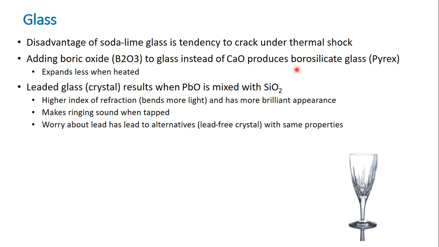Now, another type of glass we have is called crystal glass or leaded glass, and this happens when you take lead and mix it with the silica oxide. You get a very brilliant appearance because it's going to bend more light. These are the glasses where you hit it on the side and you get that ringing sound. If you've ever been to a wedding and people are hitting their glass and you're getting that ring sound, they're usually using leaded glass. Now, as you can see, leaded glass has lead in it, which is not great if you're using it to drink. The worry about lead has led to alternative types of crystal glass, which is lead-free crystal, but has the same properties as your classical leaded glass.